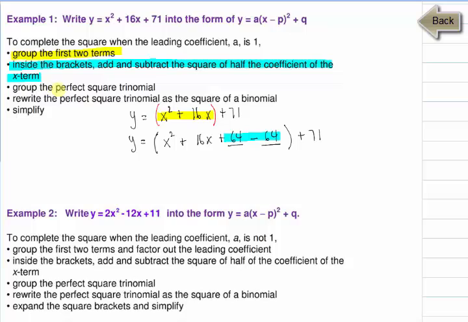Next, what we want to do is group the perfect square trinomial. So we're going to go y equals, and we're going to rewrite this so that it reads x squared plus 16x plus 64. There is our trinomial grouped. There's no coefficient in front of this bracket, so the negative 64 can just be on the outside of the bracket. And so we have completed our third step.